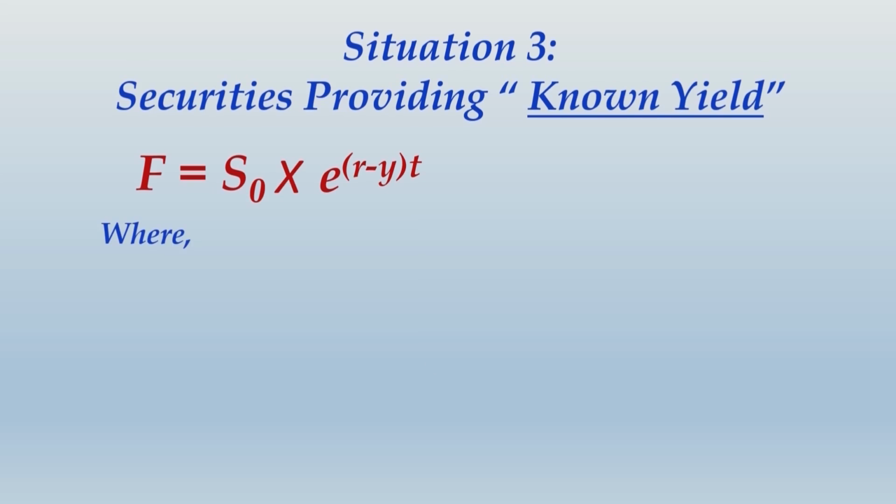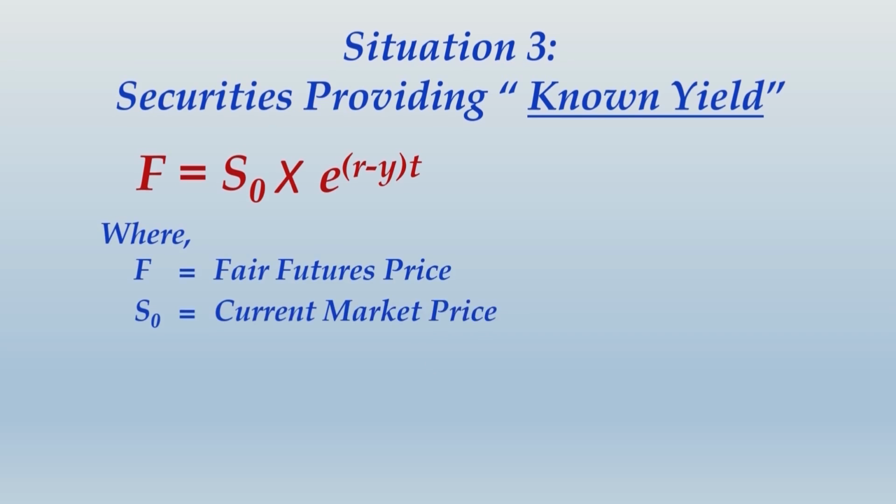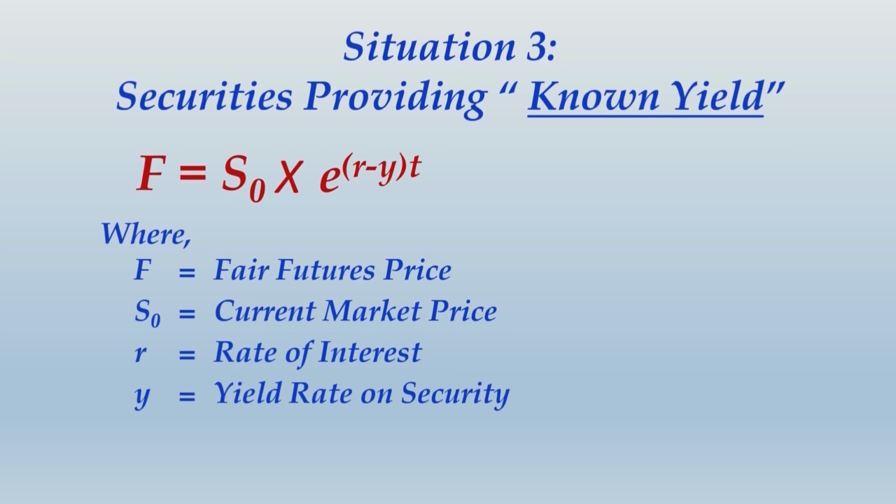So let us write up the variables. F is the fair futures price, S0 is the current market price, R is the rate of interest prevailing in the money market, Y is the yield rate on security, and T is obviously the time remaining for maturity of the futures contract. So to deal with this situation, let us take up a relevant question, that is question number 7.